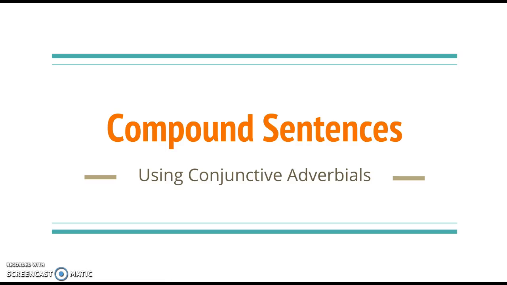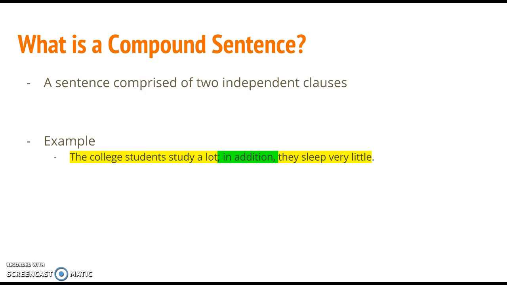In this short video, we'll be discussing compound sentences using conjunctive adverbials. What is a compound sentence? A compound sentence is a sentence comprised of two independent clauses.